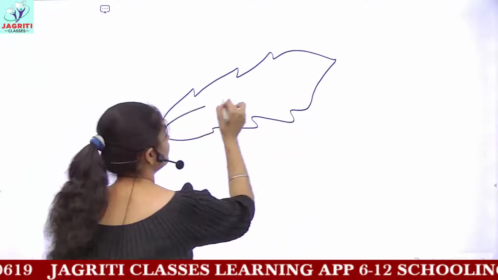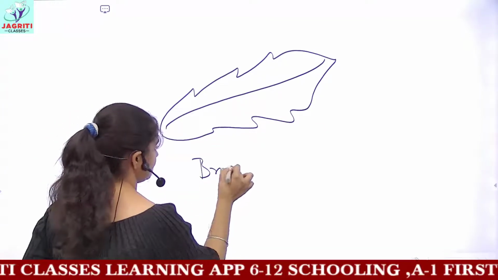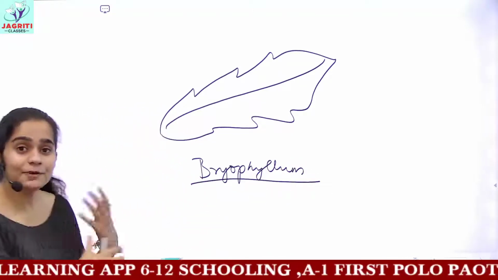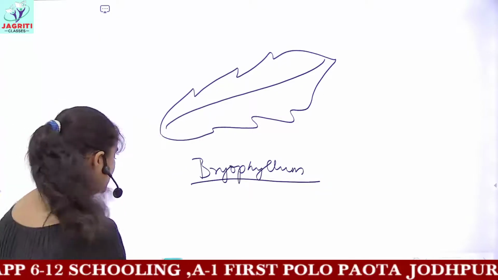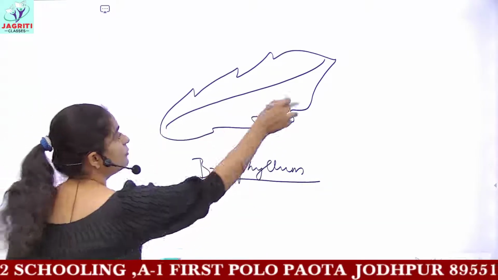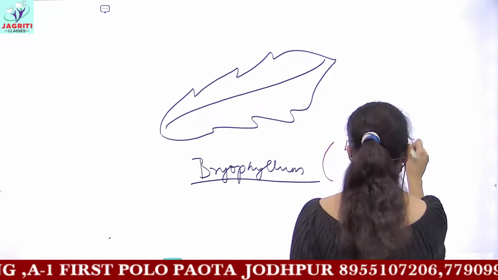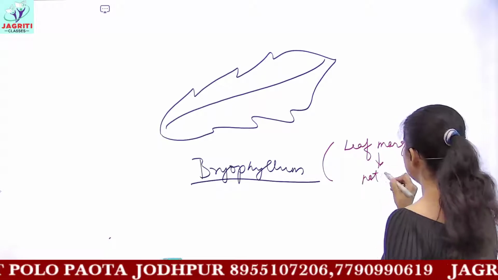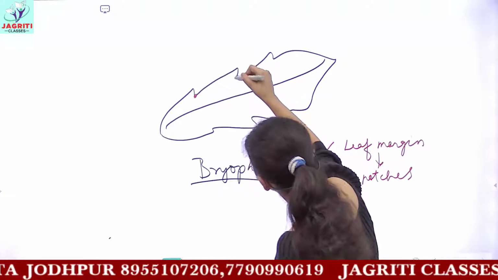Okay, the leaf of bryophyllum has this sort of structure, and it is asked how bryophyllum reproduces, or how vegetative propagation occurs in bryophyllum. So we say that at the leaf margin, what are the important points? You have to remember, at the leaf margin of the bryophyllum leaf, you have certain notches. Notches are these parts. These are the notches.